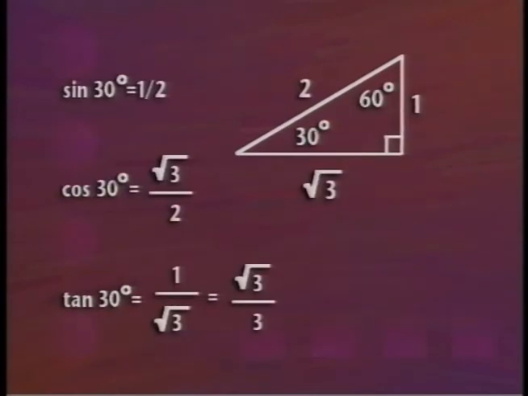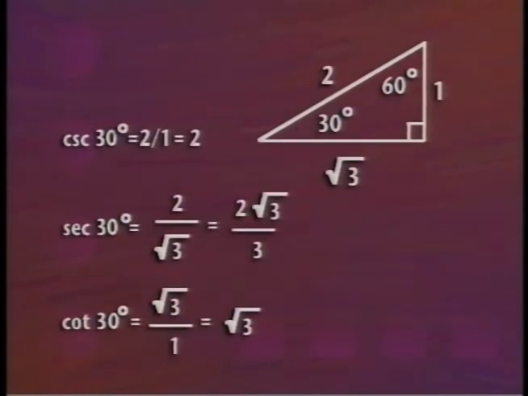Let's examine these definitions using a 30, 60, 90 degree right triangle. Sine 30 equals 1/2, cosine 30 equals square root of 3 over 2, tangent 30 equals 1 divided by the square root of 3, which equals the square root of 3 over 3. Cosecant 30 equals 2 divided by 1, which is 2. Secant 30 equals 2 divided by the square root of 3, which is 2 times the square root of 3 over 3. Cotangent 30 equals the square root of 3 over 1, which is the square root of 3.